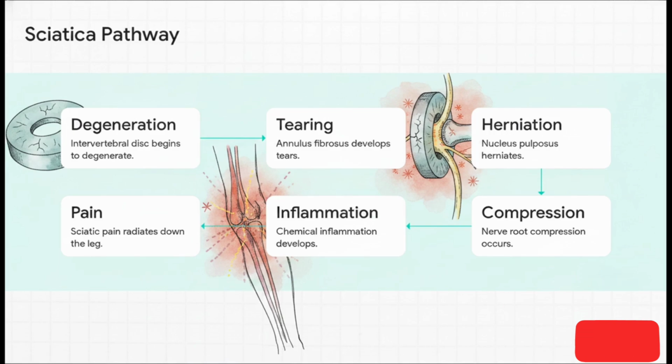It usually kicks off with step 1, where an intervertebral disc starts to degenerate. Then, tiny tears develop in the outer ring, the annulus fibrosus, which allows that inner jelly-like stuff, the nucleus pulposus, to herniate outward. This directly compresses the nerve root. But it's not just physical pressure. Look at step 5. Chemical inflammation also flares up right around the nerve. This toxic combo is what gives you that radiating sciatic pain and eventually things like muscle weakness or numbness.